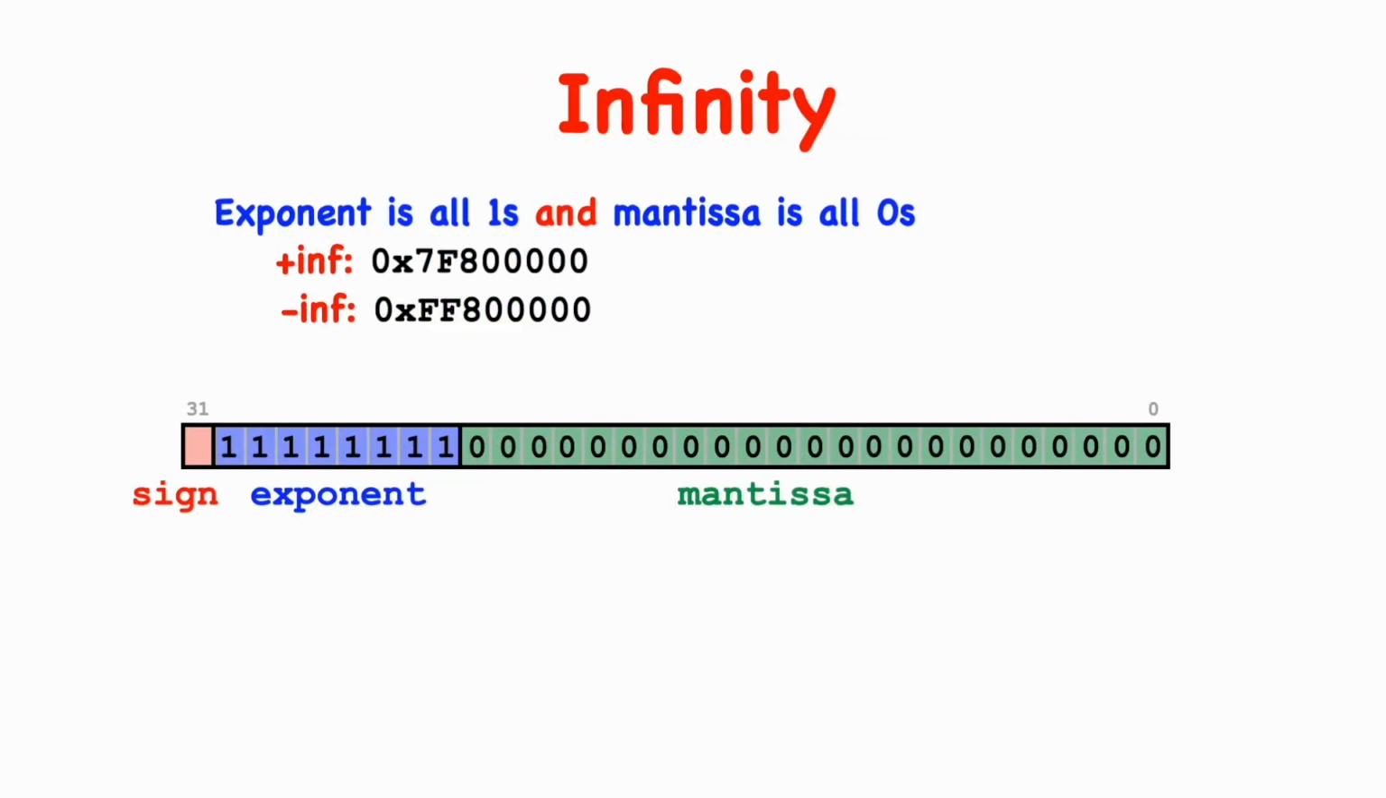But other than that, it's the same idea. Here is how the infinities are represented with single precision floating point. If the exponent is all ones and the mantissa is all zeros, then it is interpreted as infinity. And we have a sign bit, so we can have positive infinity or negative infinity. And here are the representations in hex. And for double precision, it's the same idea.